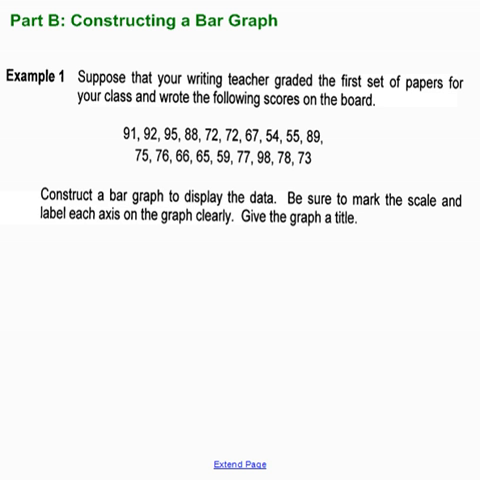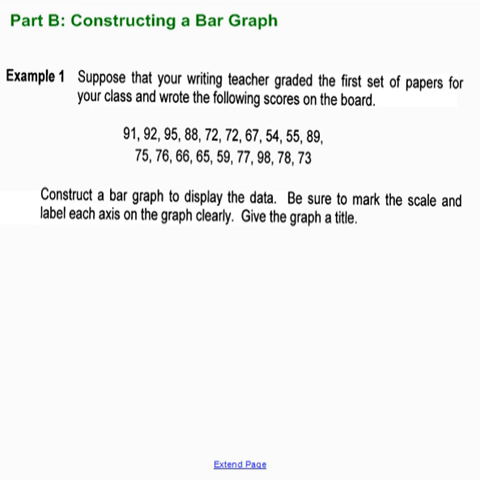When you build a bar graph, there's a lot of things to think about. So here's an example. Suppose that your writing teacher graded the first set of papers for your class and wrote the following scores on the board. Construct a bar graph to display the data, make sure to mark the scale, and label each axis on the graph clearly. Give the graph a title. So you'll be doing this with an activity in class, so make sure you know how to think about how to build a bar graph, which is what we're talking about now.